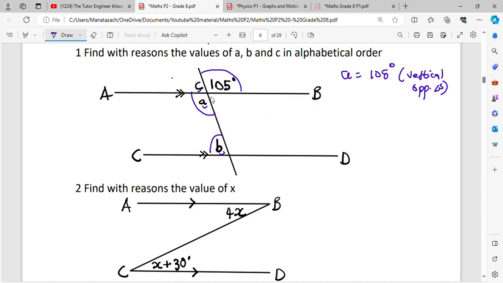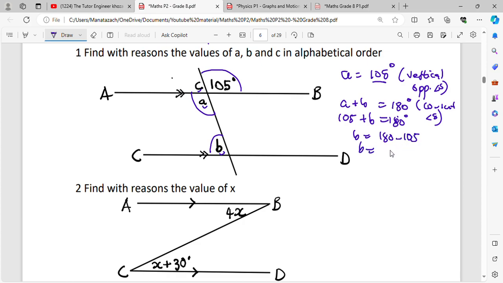Since AB is parallel to CD, we will say A plus B is equal to 180 degrees. The reason is co-interior angles. And then since we've established that A is 105, we can just replace A by 105. And then B will be 180 minus 105, which is 75 degrees.